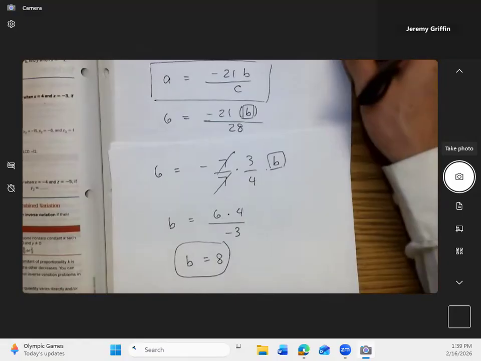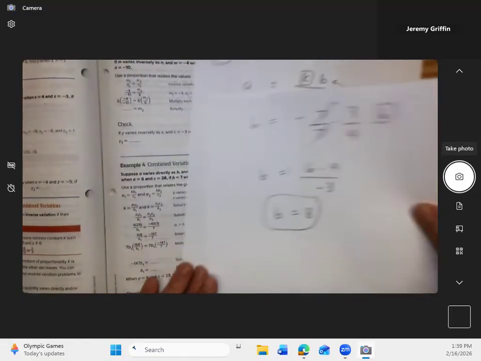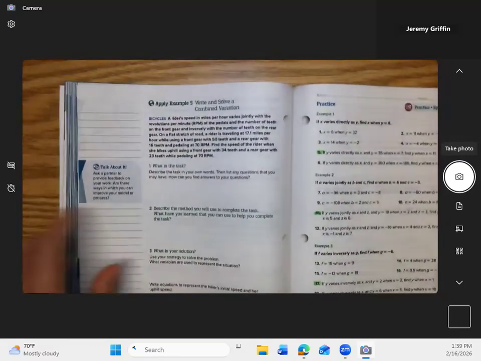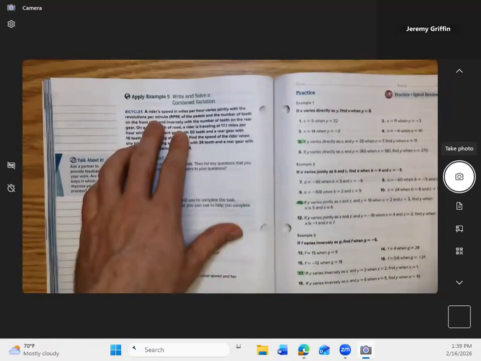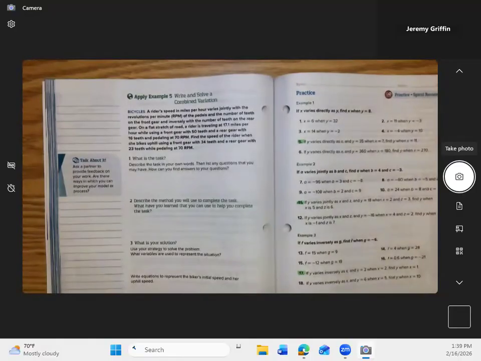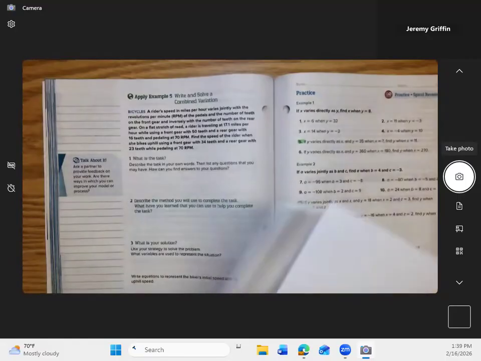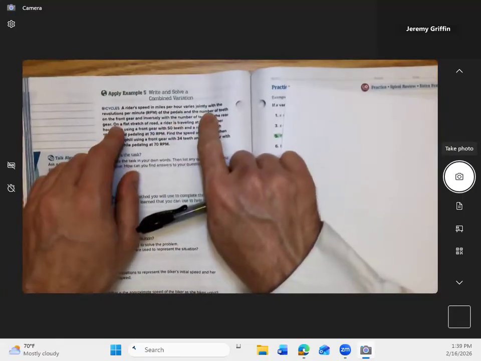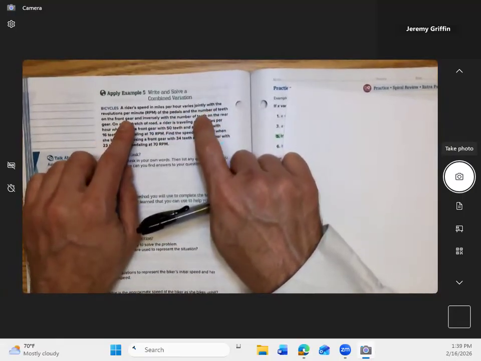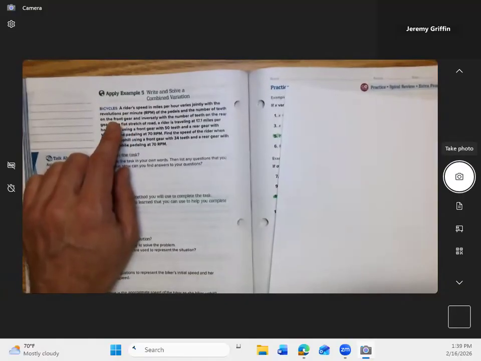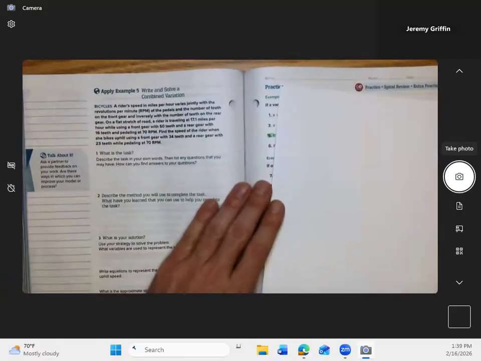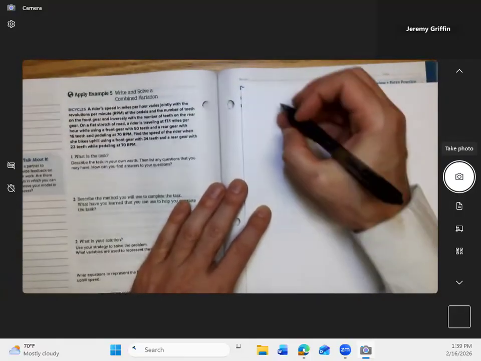Now, this has all been kind of abstract math so far, with fractions and numbers. But hey, look, here we go. We got a fun word puzzle, with bicycles. Let's check this out. A rider's speed in miles per hour varies jointly with the revolutions per minute of the pedals and the number of teeth on the front gear, and inversely with the number of teeth on the rear gear. So it's going to be one of these more complex type questions. Let's definitely get a picture going on this one.